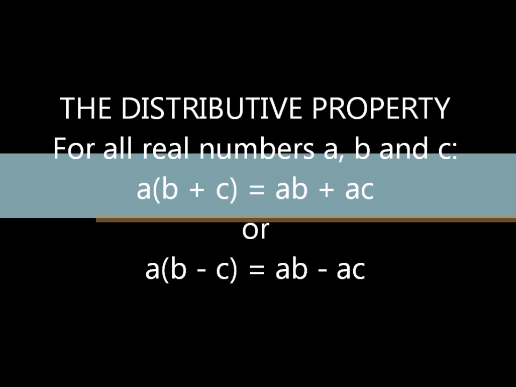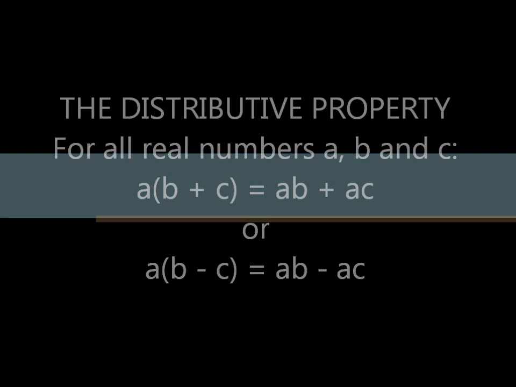The distributive property simply tells us that we can multiply the term that's outside of the parentheses to each term that's inside of the parentheses.